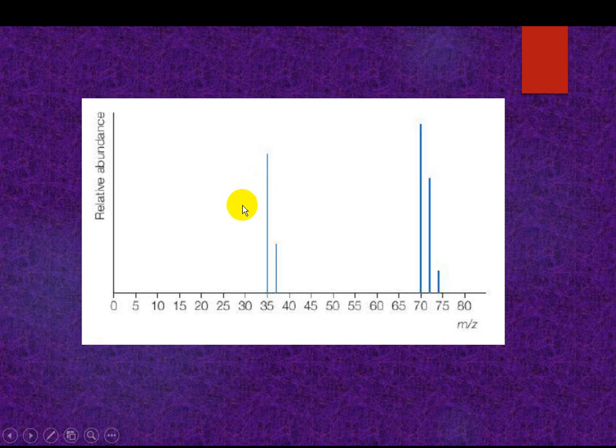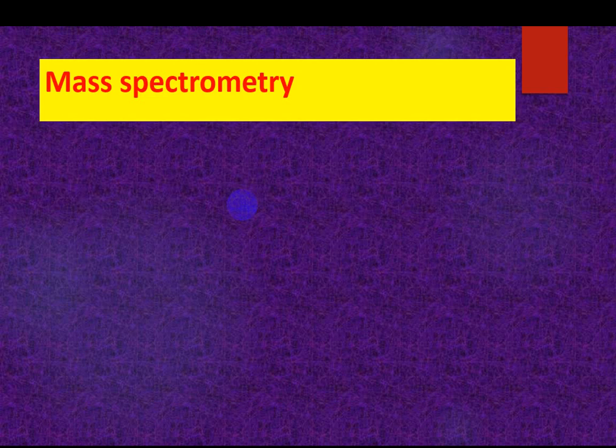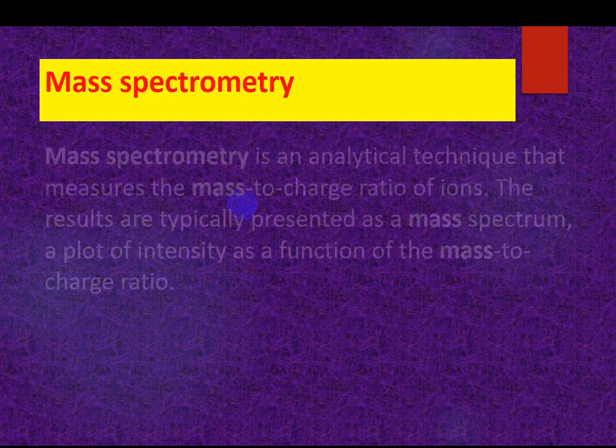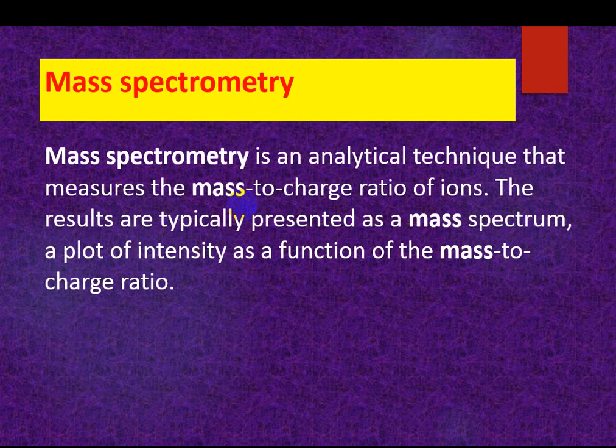Look at this, what is this one called? What is a mass spectrum? This is mass spectrometry, like geometry. Mass spectrometry is a branch of science.